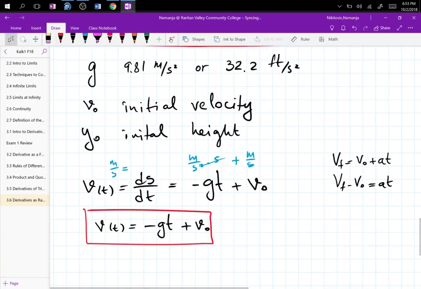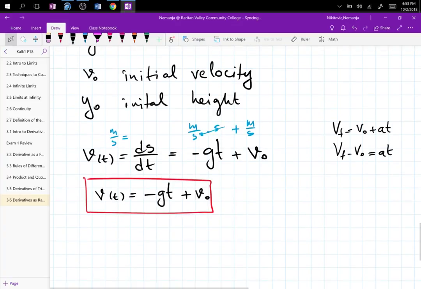for parabolic motion. And finally, acceleration, well, that's the derivative of velocity, and that's just negative g. So we see that the acceleration due to gravity is actually the acceleration, which is negative g.